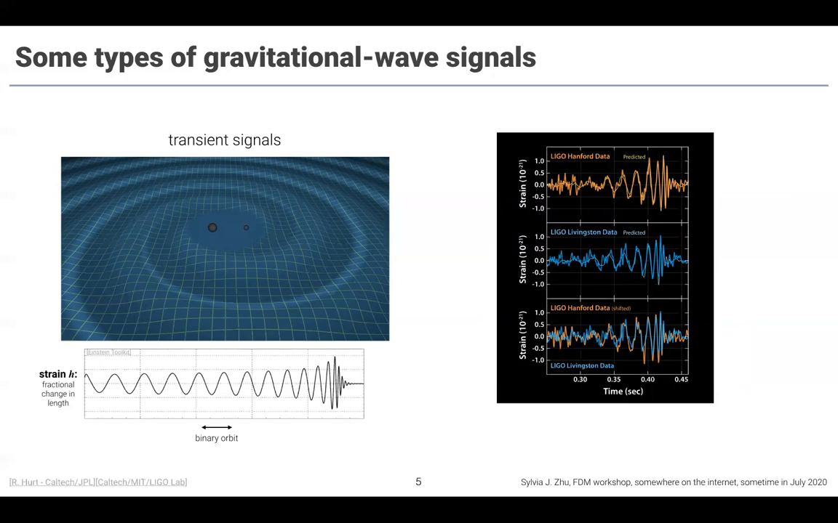And in this figure, the vertical axis is the strain, which is the fractional change in length that is measured by the detector as the gravitational wave passes through. So the gravitational wave passes through, and it actually changes the length of, let's say, one of these detector arms. And based on how large these changes are, you can then work backwards to figure out properties of the original system.